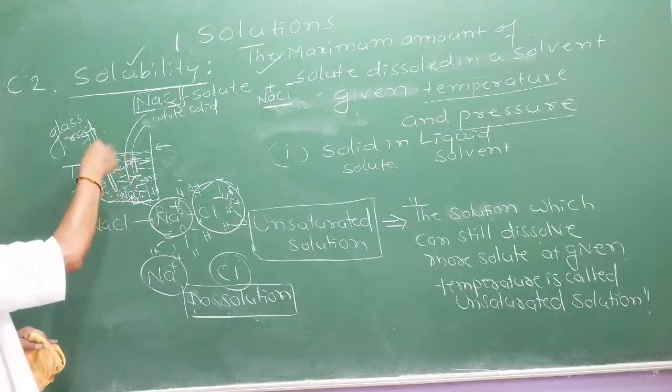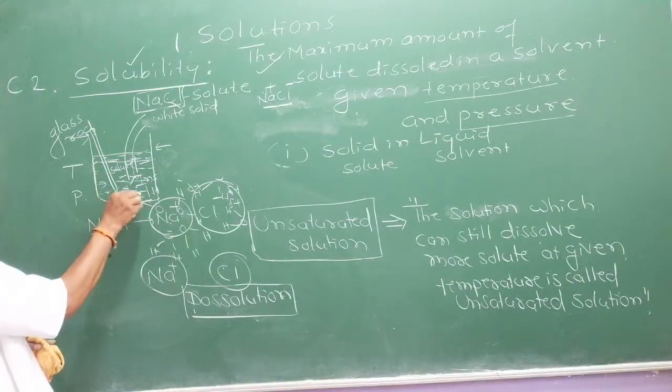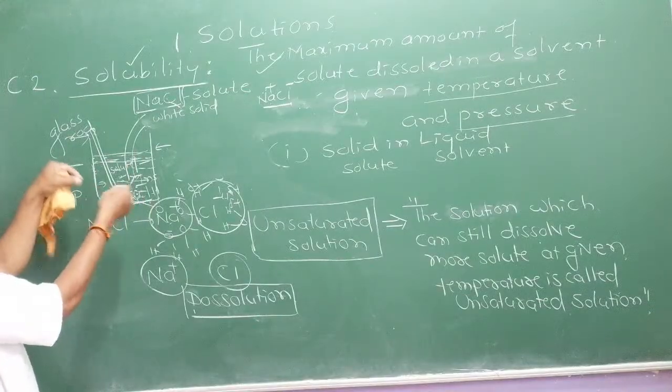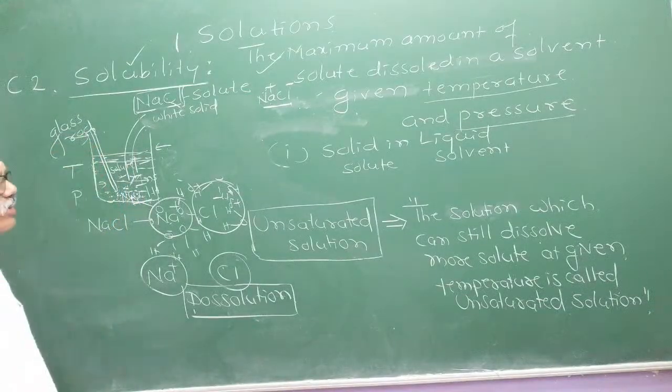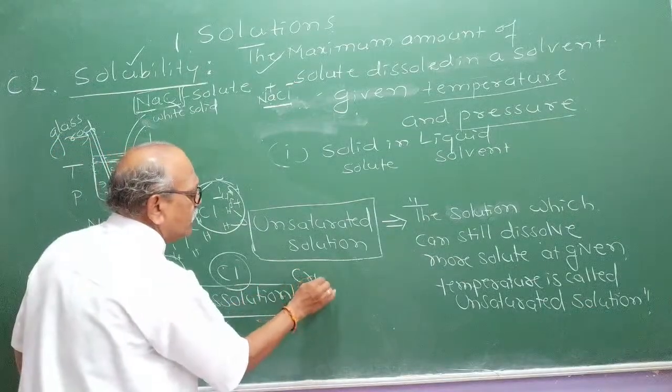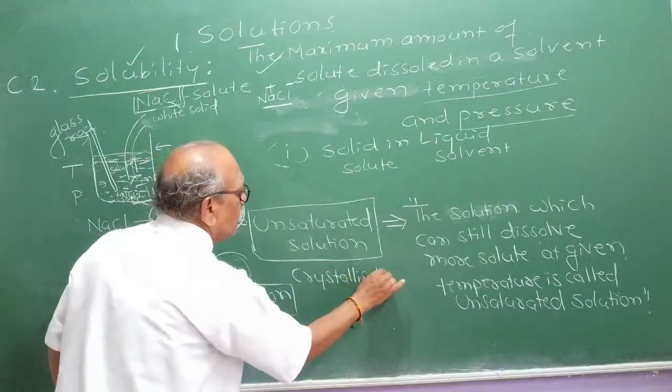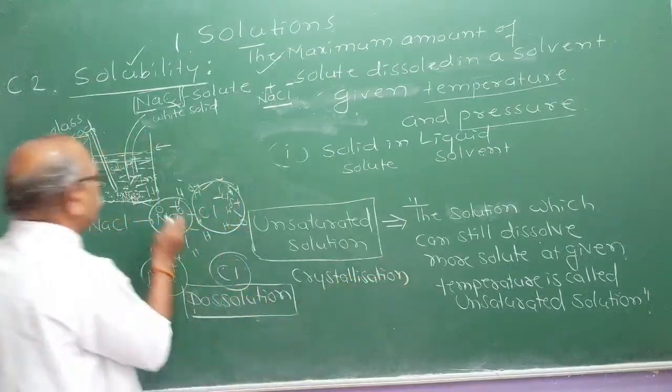Now, if you go on adding more and more solute, a stage is reached when these crystals of sodium chloride will collide and settle at the bottom. That process is called crystallization. What is it called? Crystallization. It means the crystals will separate out. They will settle at the bottom.